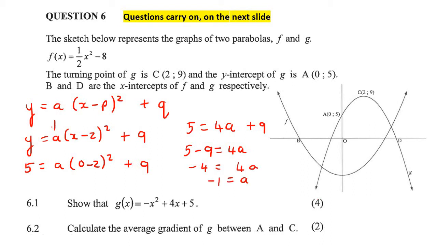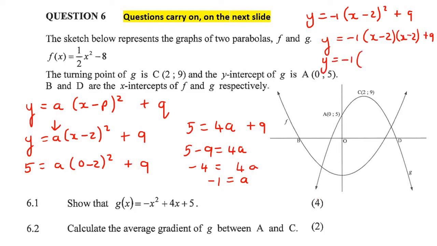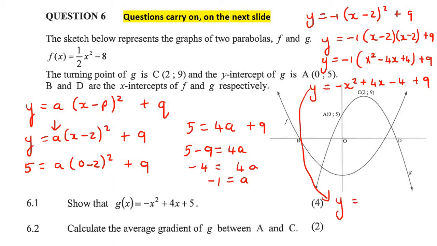Now what you do is you just put the a back into this equation. So I'll write over here, y is equal to minus 1. And now we're just going to multiply this all out. So how do we do that? My suggestion, put these into two brackets first, because you can't put the minus 1 inside there until you've done the brackets. So x squared minus 4x plus 4, plus 9. Then put the minus 1 in, and then simplify. So y equals minus x squared plus 4x plus 5. And that's how we do it. All right, so I hope that makes sense.